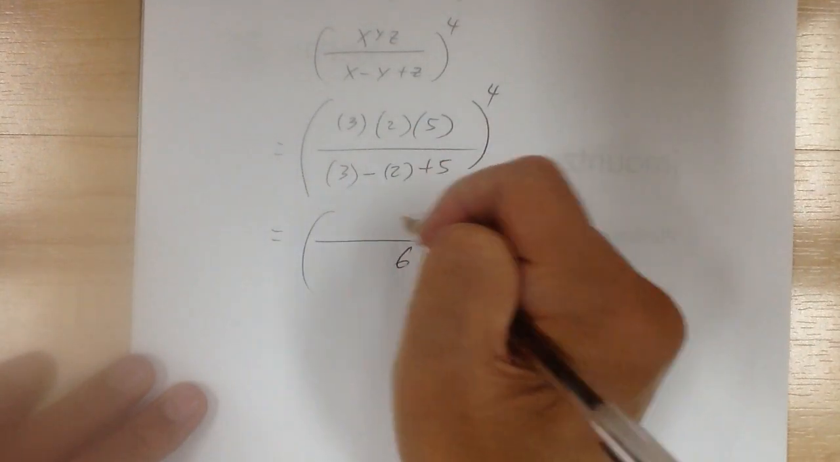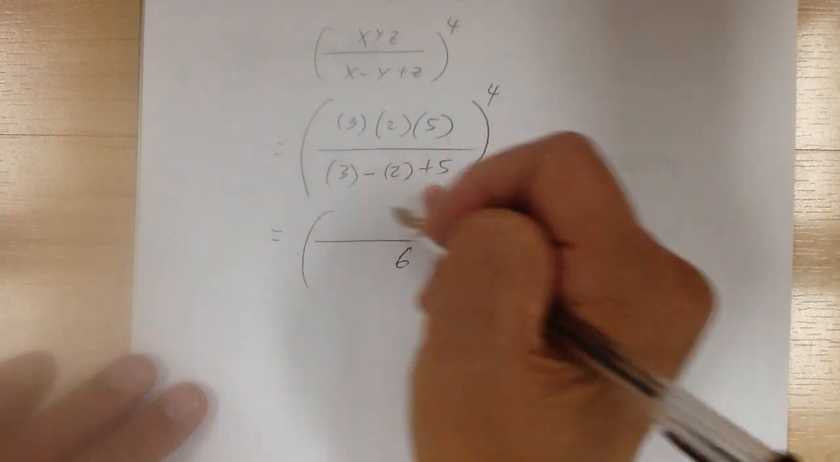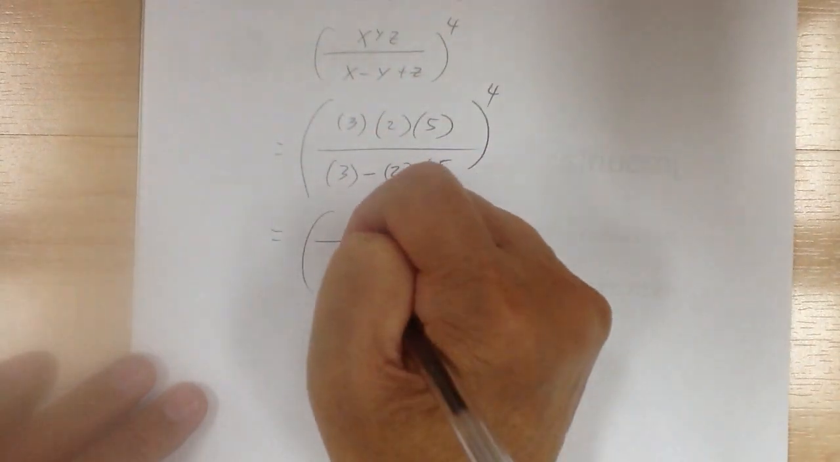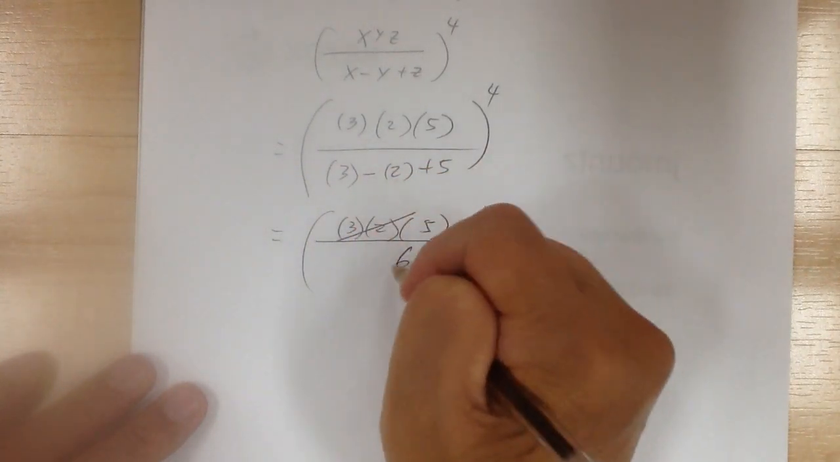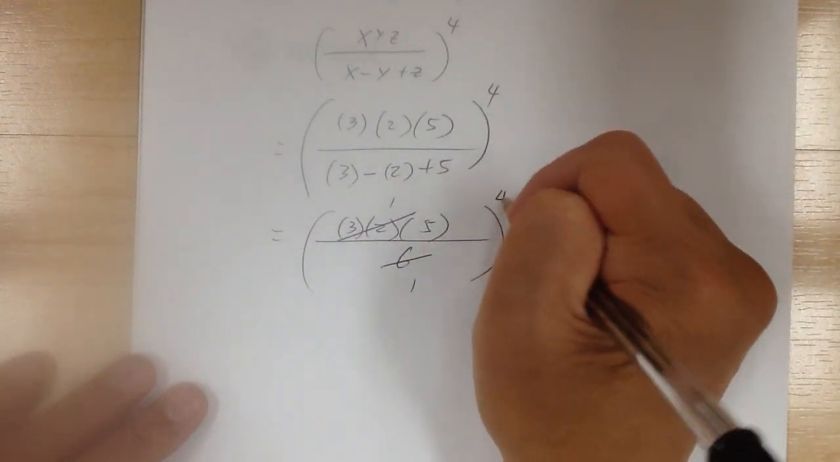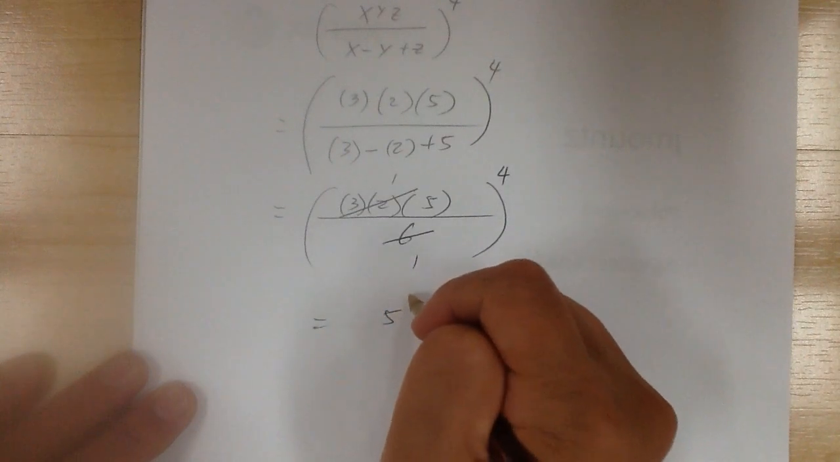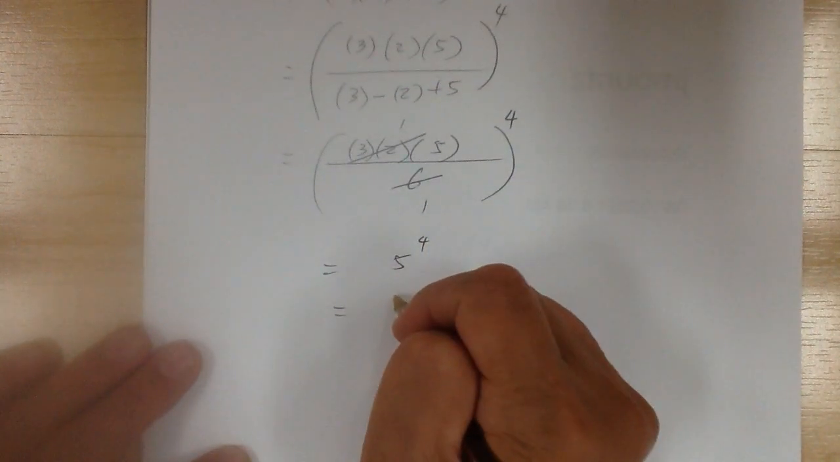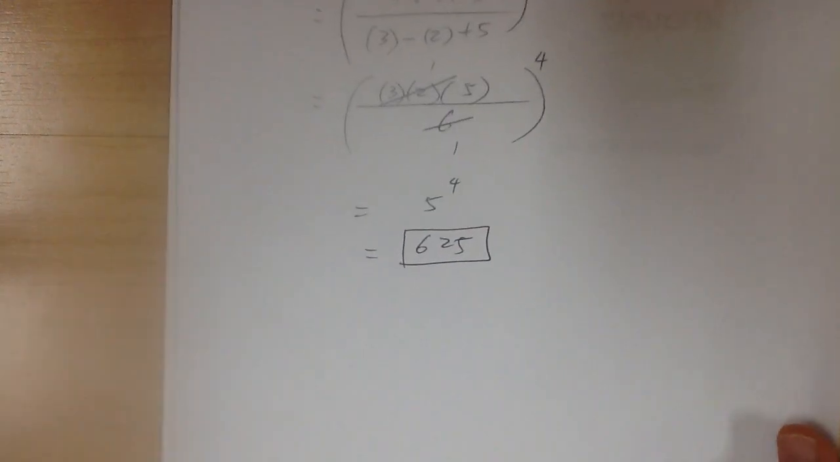And notice again that's why you want to think ahead. So notice a 6 and there are 3 times 2 times 5. So you can cancel. So it's kind of nice. You don't want to multiply out and end up doing double work. So this becomes 5 to the 4th power, and so this will give you 625. Okay, let's go to the next one.